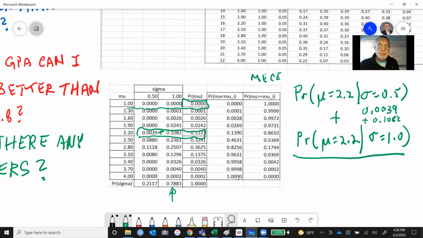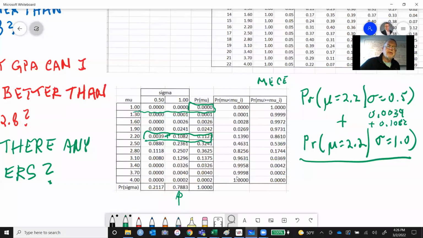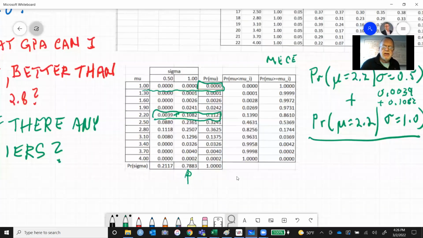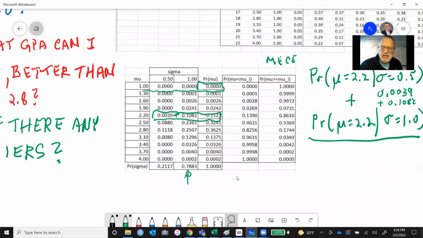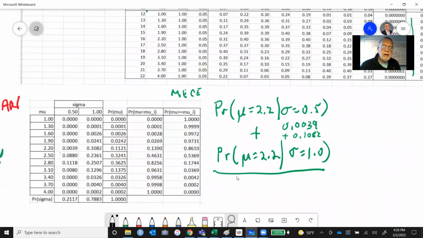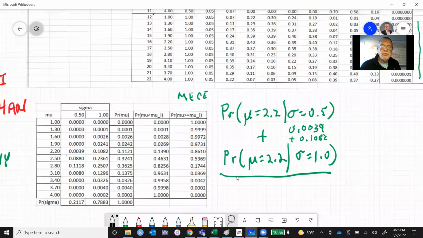Well, whatever it is, can we answer that very first question? What was that first question? Just how plausible is it to achieve a GPA greater than 2.8? That was the first question. Okay. What is where greater than 2.8?